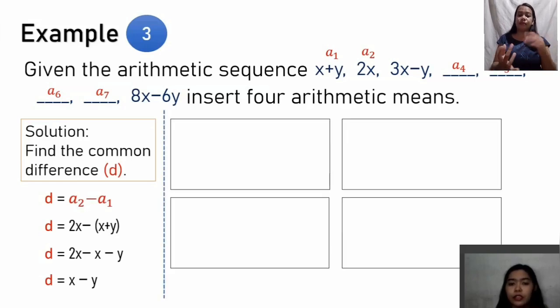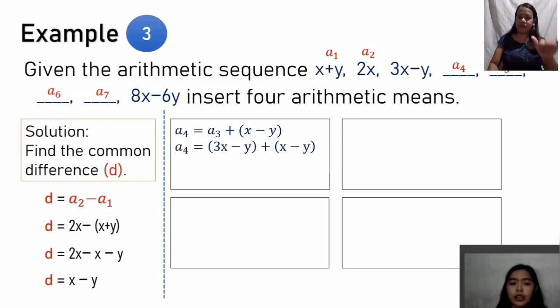So let us now find the four arithmetic means. The first arithmetic mean is the sum of the third term and the common difference, x minus y. So a sub 3 is 3x minus y plus the quantity x minus y. Simplifying, we will derive 3x plus x minus y minus y. So a sub 4 is 4x minus 2y.